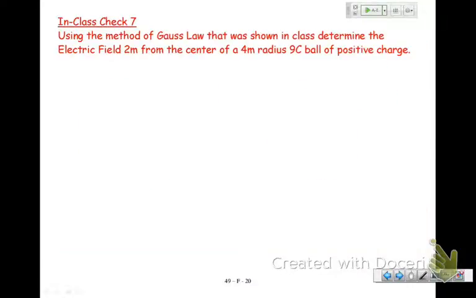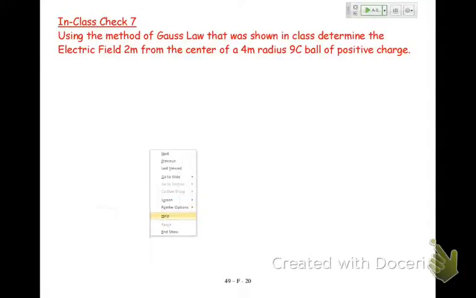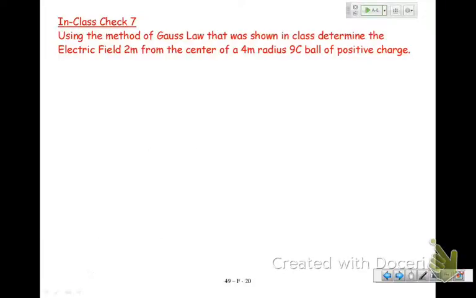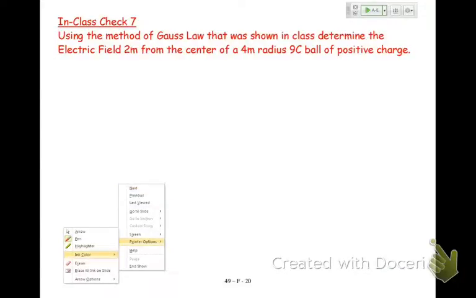Yes, I determine the 2 meters from the center. Yes, this is the one I want. I'm going to go through this. I'm going to do this. So let's do a... Oh, I'm sorry. So let's do this. I'm going to go down. I'm going to go here. I'm going to go to purple. Sorry. Just a bit finicky on the pens.